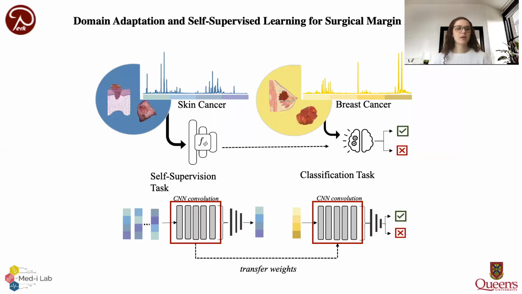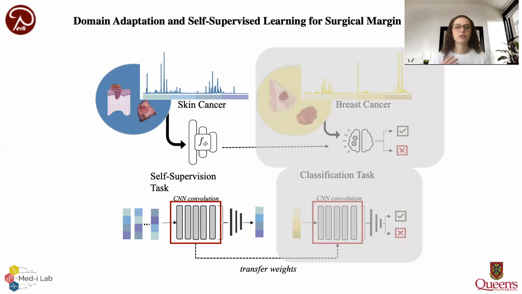We therefore propose a method of domain adaptation for classification. We use data from a more easily accessible tissue type, BCC or basal cell carcinoma, to train a model on the shared domain features of the iKnife. We do so by using self-supervised learning as a pre-training task and train it on the skin cancer.